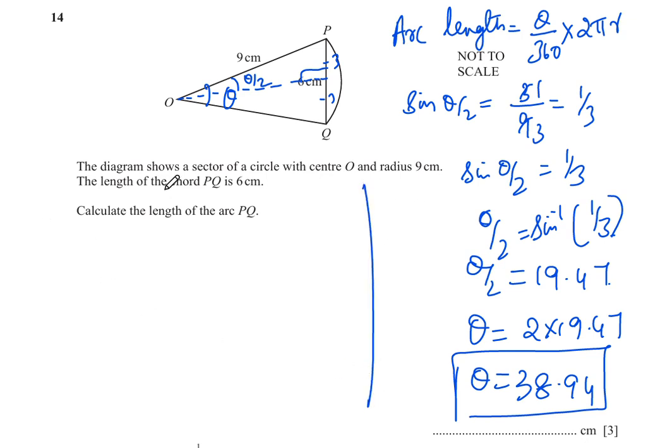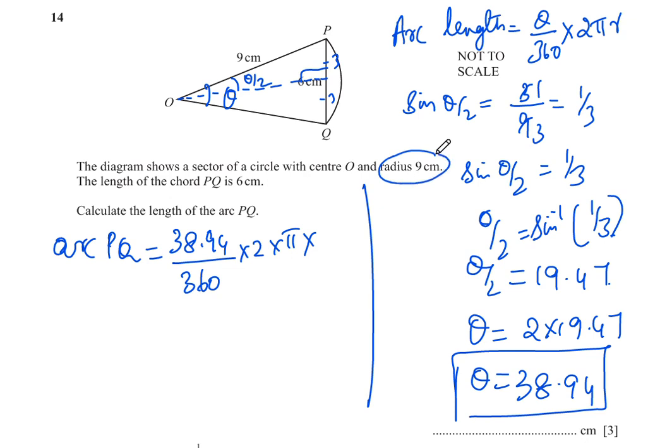Then you can find the arc length. So the arc length PQ is equal to theta by 360, theta is 38.94, divided by 360, into 2 into pi into r. The radius is given, 9 centimeters. So we can cancel here: 2 ones are 2, 8 twos are 16, and 9 twos are 18.